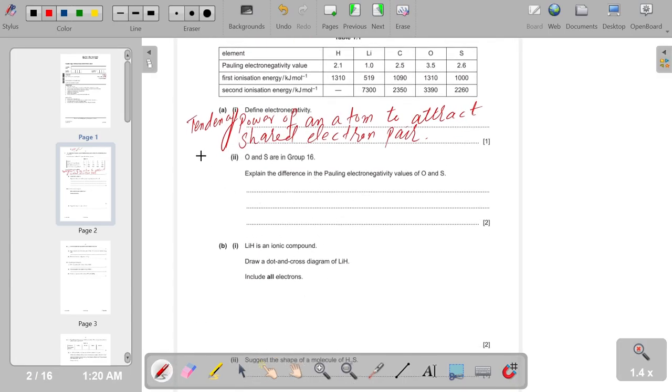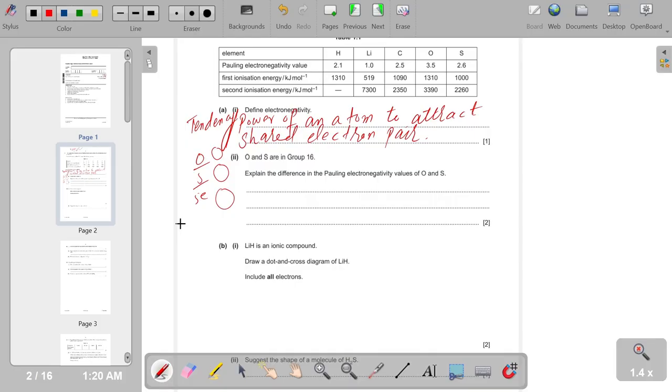The next question: we have oxygen and sulfur in group 6. If you check group 6, there are oxygen, sulfur, selenium. Explain the difference in the Pauling electronegativity values of oxygen and sulfur. As you know, when we move down the group, the size of an atom increases. Oxygen has a smaller size, then sulfur is bigger, then selenium is even bigger. Down the group, extra shells increase, so electronegativity decreases.